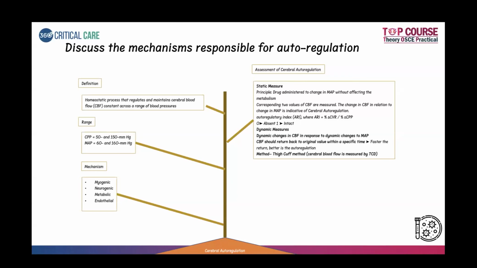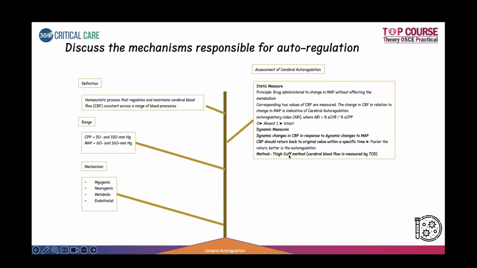Suppose, for example, you increase your MAP from 150 to 180. There will be a transient rise in the cerebral blood flow for some time, but again the body will accommodate that and it will come back to the same level of cerebral blood flow within a short period of time. So that's why there is a dynamic change. If the dynamic change is intact, that means your cerebral autoregulation is intact. But if it is not intact, then with an increase in the MAP, you will have a higher blood flow into the brain. Those are the dynamic measures.